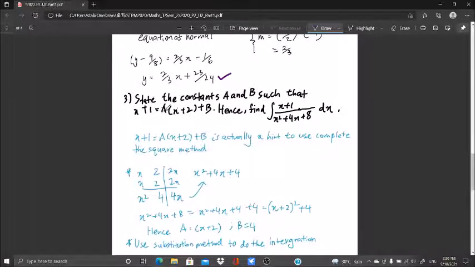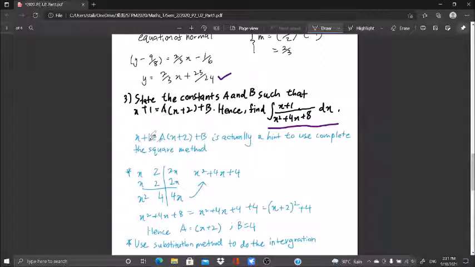In question number 3, state the constants a and b such that x squared plus 4x plus 8 equals a times (x plus 2) squared plus b. Hence, find the integral of (x plus 1) divided by (x squared plus 4x plus 8) dx. So this is an indefinite integral. We must be clear on what is a definite integral and an indefinite integral. The indefinite integral means that later in our answers, we must add c, and we need to find out the value of c, if required.